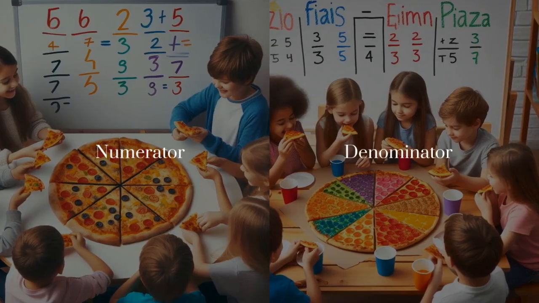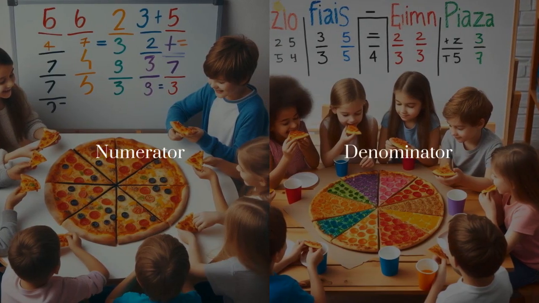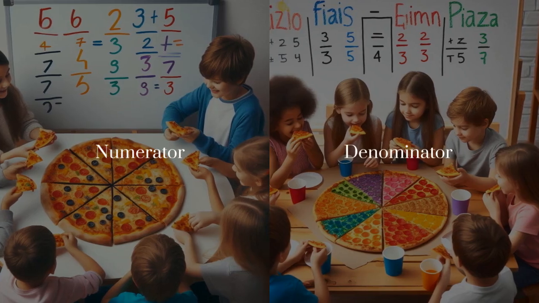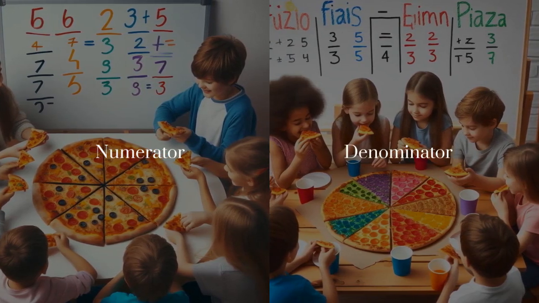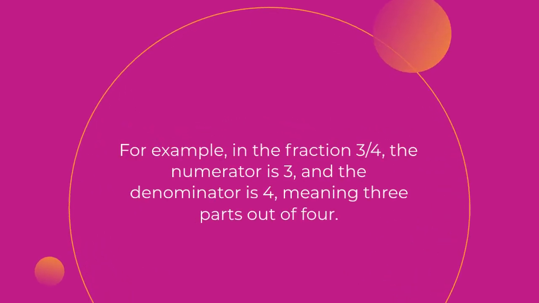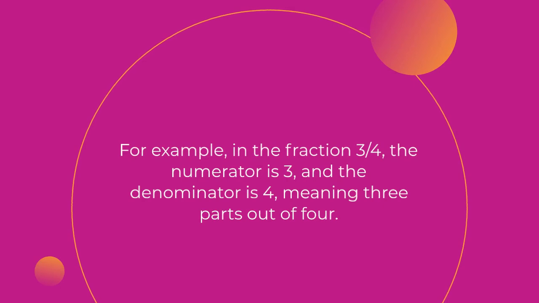A fraction represents a part of a whole, consisting of a numerator, the top number indicating how many parts we have, and a denominator, the bottom number showing the total number of equal parts. For example, in the fraction 3/4, the numerator is 3, and the denominator is 4, meaning 3 parts out of 4.